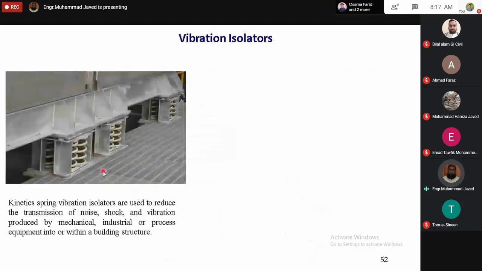Here an example is given where metallic springs are provided in machines, and these metallic springs reduce the vibrations produced by the machines. Consequently, lesser vibrations are transmitted in the below direction.